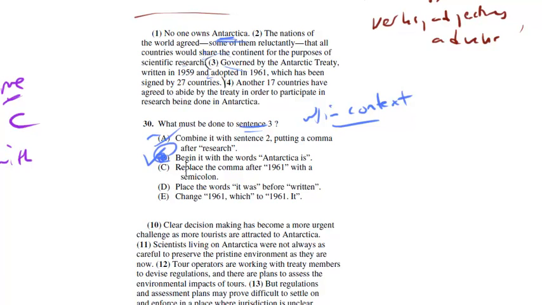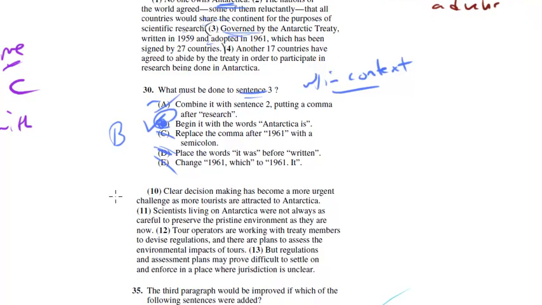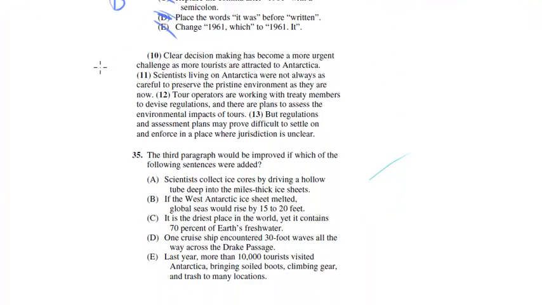Let's just look at the rest. C, replace the comma after 1961 with a semicolon. That doesn't fix our issues. D, place the words it was before written. No, that would be run on, comma splice, fragment, be awful. E, change 1961 which to 1961 period it. Nope, that would still not fix the problem. We would still have this fragment governed here, so we would have to change it more, so E is no good, and the answer here is indeed B. So that's an example of the kind of question you'll see in the improving paragraph section. Let's look at one more.